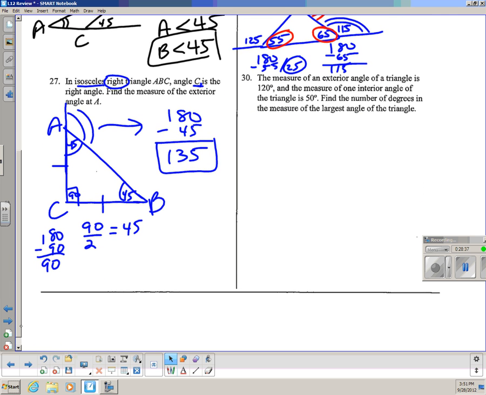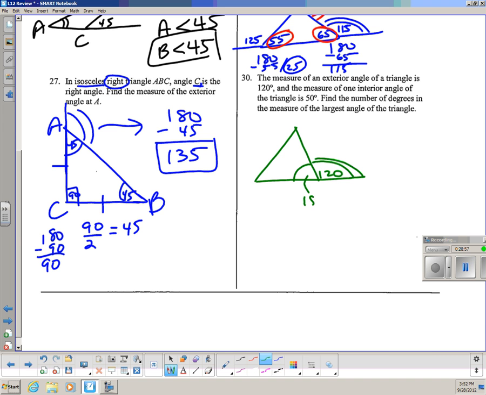Number 30 says, the measure of an exterior angle of a triangle is 120. So I'll draw a triangle with an exterior angle of 120. And the measure of one interior angle is 50. Well, it can't be this angle, because to get this angle, the adjacent one to the 120, the exterior angle, I could do 180 minus 120 is 60. So that's 60. So one of the other angles must be 50. So I'll put it there.